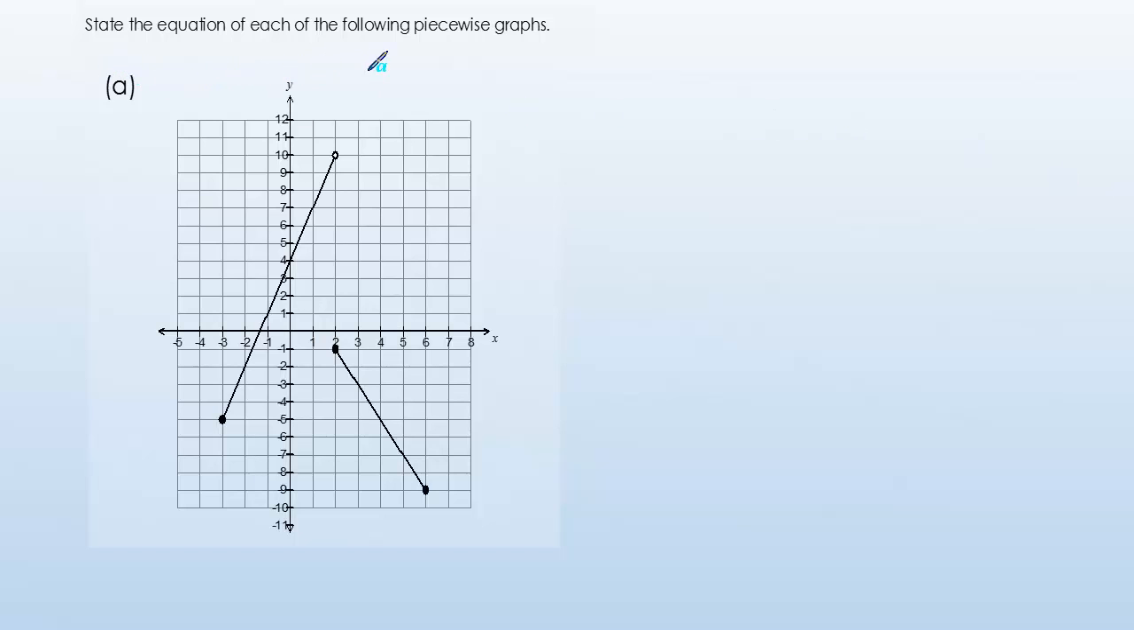State the equation of each of the following piecewise graphs. So we just got part A on here at the moment. Now what we need to do is find the equation of each section. Well, I can see the intercept here is 4.